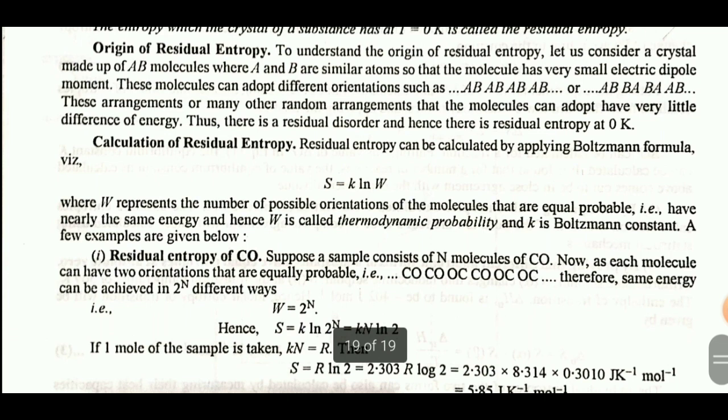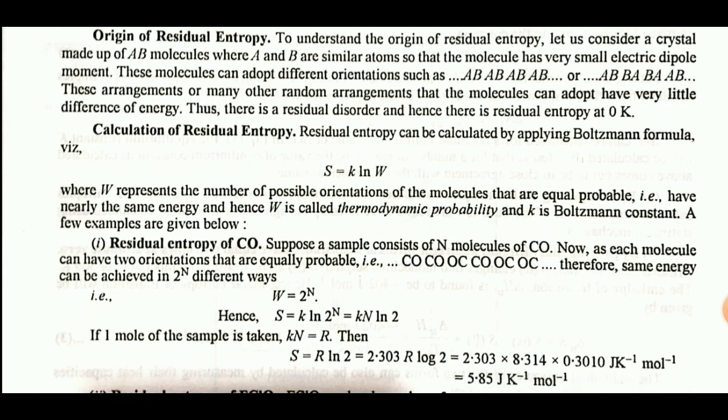Calculation of residual entropy. Residual entropy can be calculated by applying the Boltzmann formula S is equal to k log W, where W represents the number of possible orientations of the molecule that are equally probable, that is, have nearly the same energy, and hence W is called thermodynamic probability and k is the Boltzmann constant. A few examples are given below.